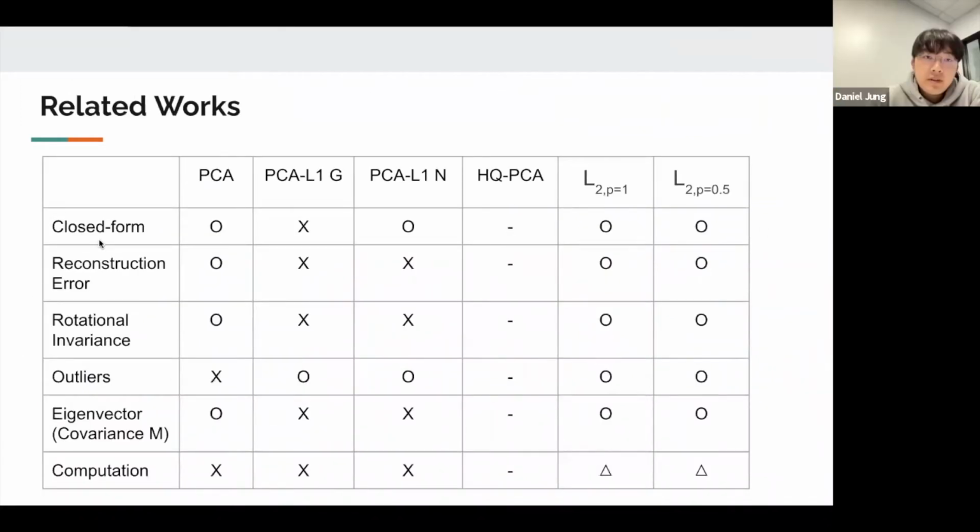Okay, so these are the related works of PCA. This is what the author proposes, which has a closed form solution and good reconstruction error in their error function. They have rotational invariance covered. They are not prone to outliers. They have their solution as an eigenvector, and they solve their computation error, which was not solved in all of the others. And I'll try to explain each of these in more detail.